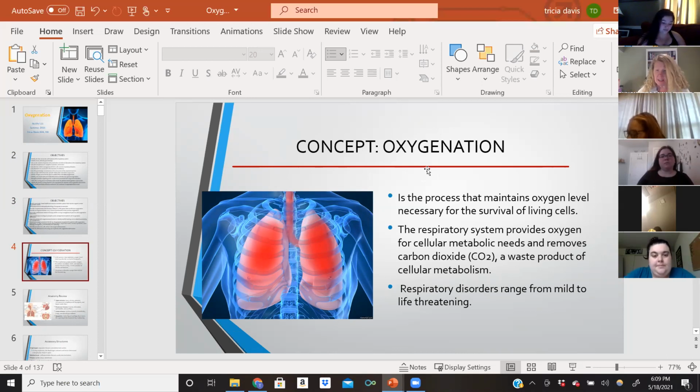All right, so what is oxygenation? Oxygenation is just the process in our body that helps maintain oxygen levels that are necessary for the survival of all the cells in our body. The respiratory system provides oxygen for cellular metabolic needs, and then it's going to remove that carbon dioxide. Carbon dioxide is a waste product of cellular metabolism. There are a variety of different respiratory disorders that patients can present with. They range from mild to life-threatening.